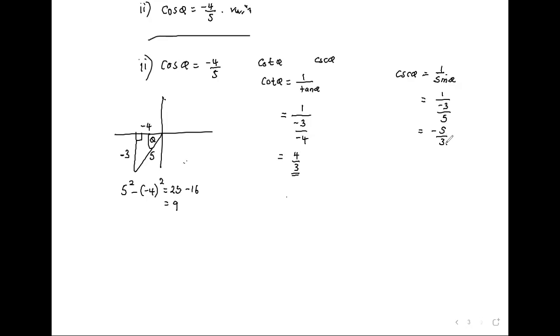On part 3. Show that 1 over sec x, 1 minus sin x is equal to sec x plus tan x.